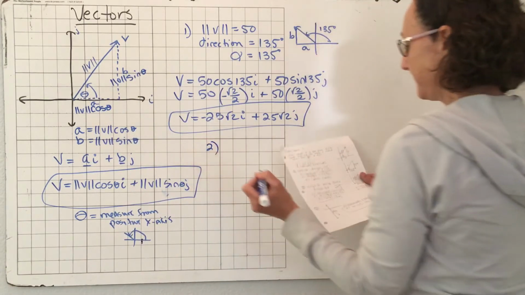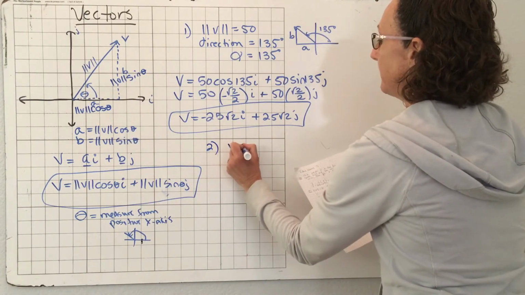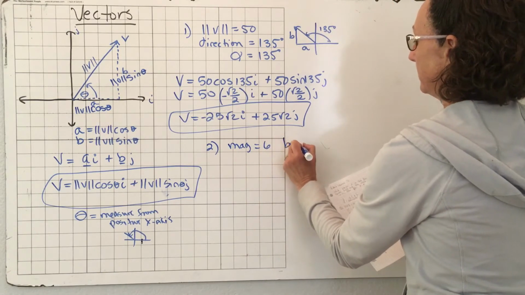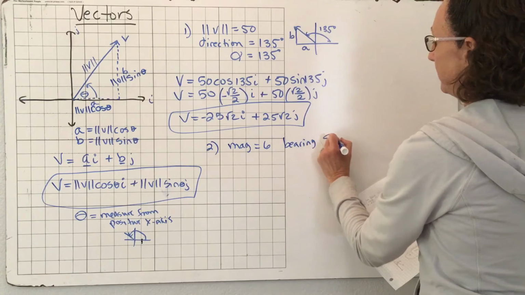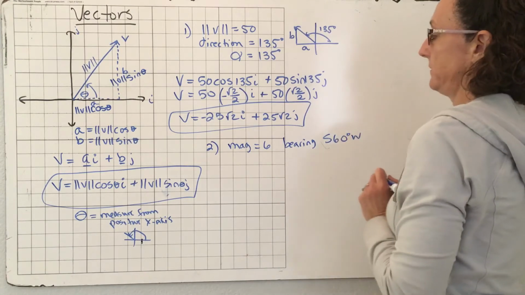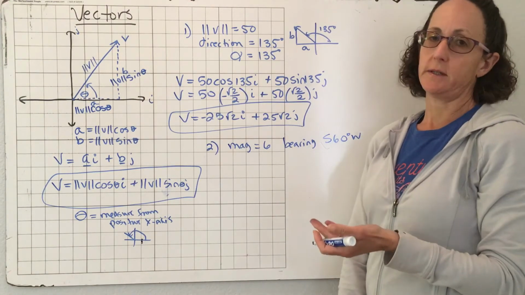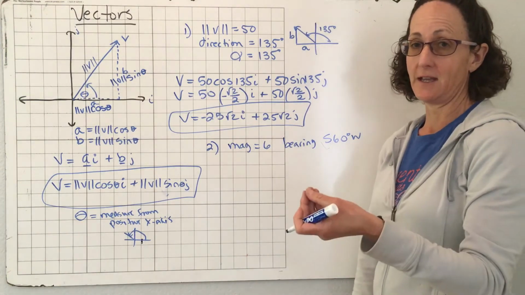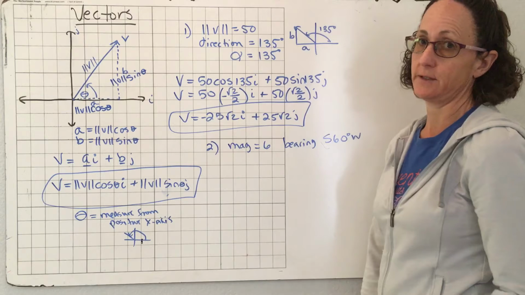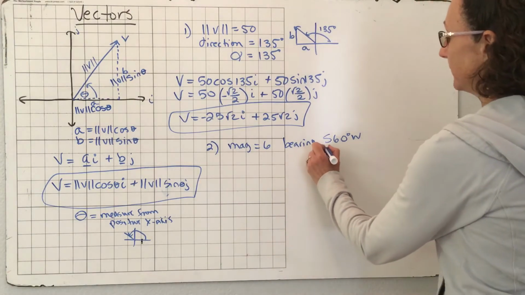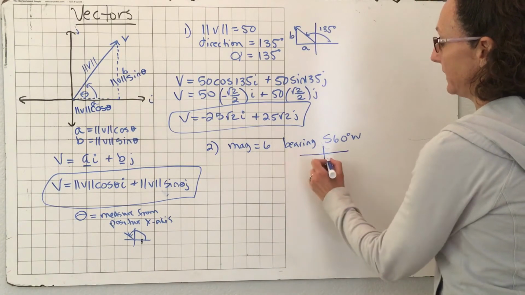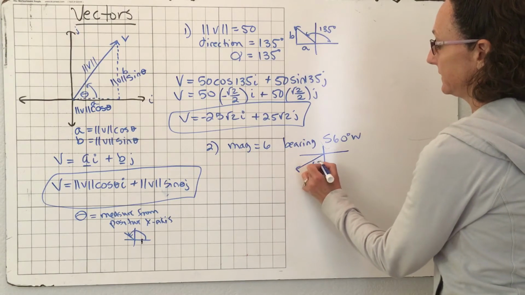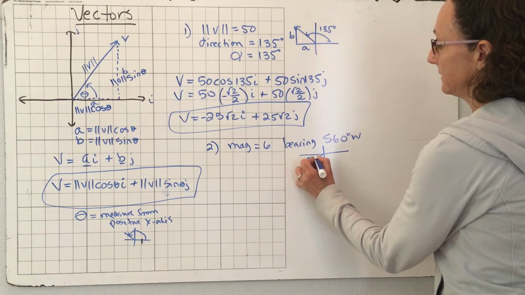Problem number 2, okay? I'm gonna give you that the magnitude is 6, and I'm gonna give you a bearing of south 60 west. One of the most common mistakes is that people just assume that 60 degrees is the theta angle in this formula, but it's definitely not. So if you have a bearing, you're gonna wanna draw it out. Southwest means you go down and west 60 degrees. So this is 60, this is 30, okay?